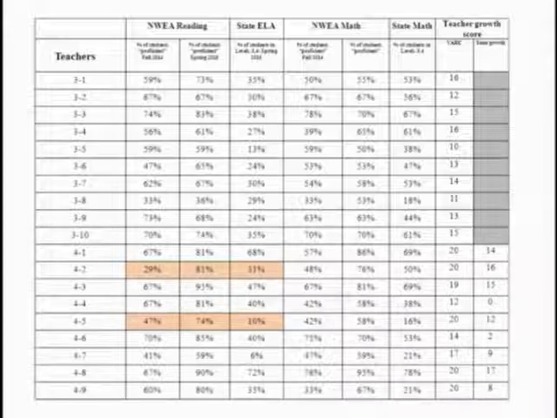So the first highlight I have there, 4-2, look at the gains that class made. 29% to 81% proficient. And when those same children took the state exam, only 31% were proficient. Jeez. 50 points.